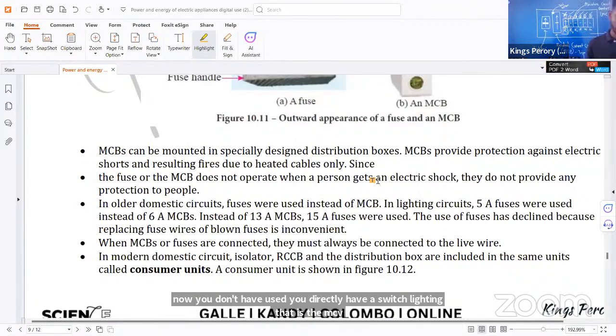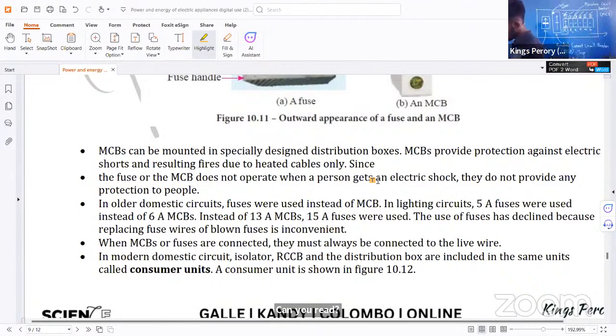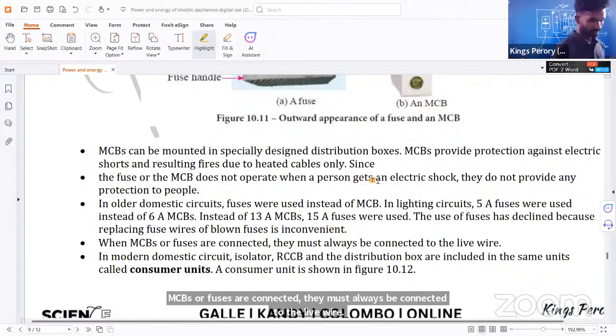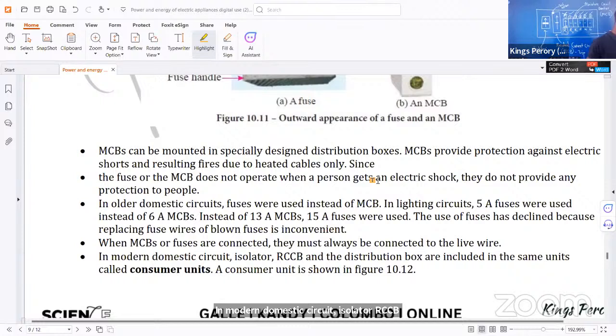When MCBs or fuses are connected, they must always be connected to the live wire. In modern domestic circuits, the isolator, RCCB, and the distribution box are included in the same unit called the consumer unit. The consumer unit is shown in figure 10.12.